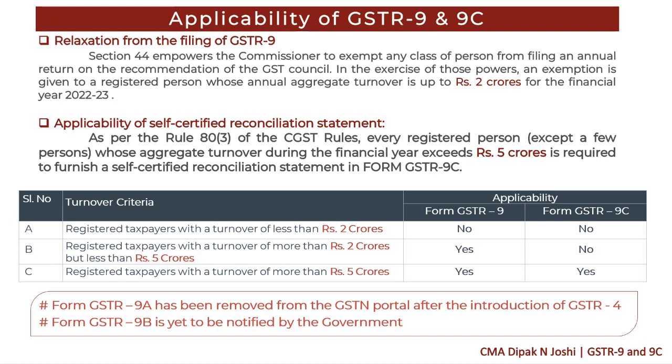So in the present example, if a registered person is having operations in 5 states where he has obtained separate registration, and in each such registration, if his turnover is say rupees 1 crore, then the aggregate of all 5 states, that is 5 crores, will be the aggregate turnover. So even if in that state his turnover is less than 2 crore, but his aggregate turnover is more than 5 crores, he requires to file both GSTR 9 and GSTR 9C in the financial statement.